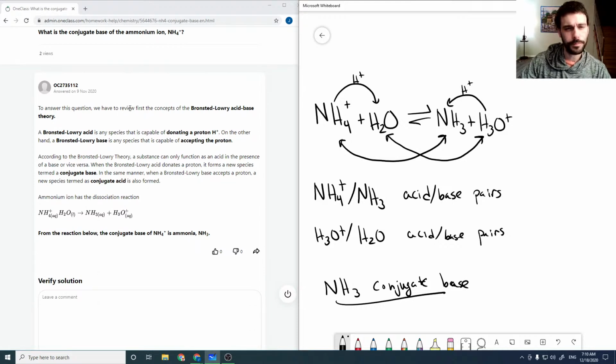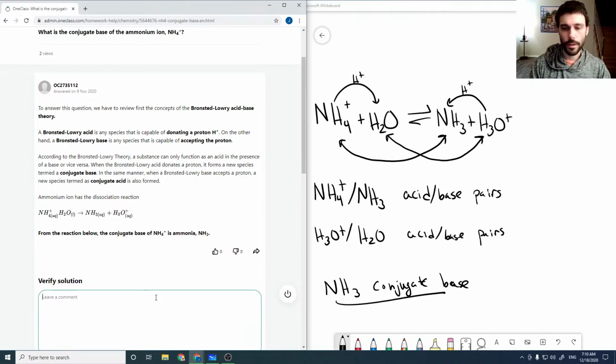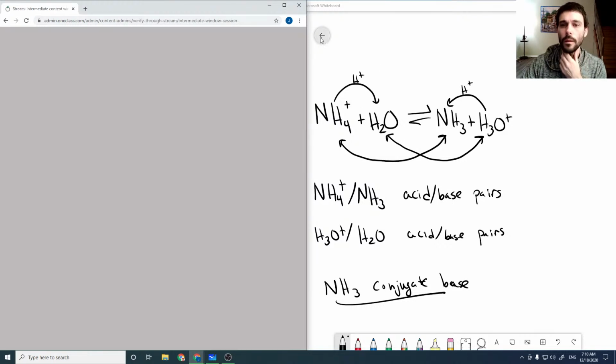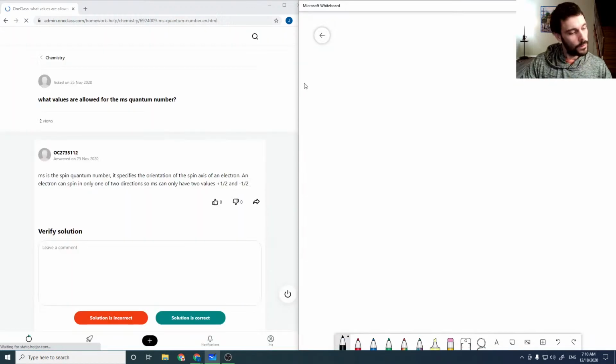Working through the solution. An acid is any species capable of donating a proton, and a base is one capable of accepting said proton. So if we look at the reaction, we can see that ammonia, NH3, is our conjugate base. So that looks good.